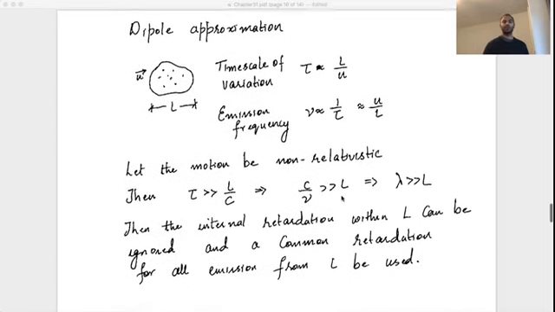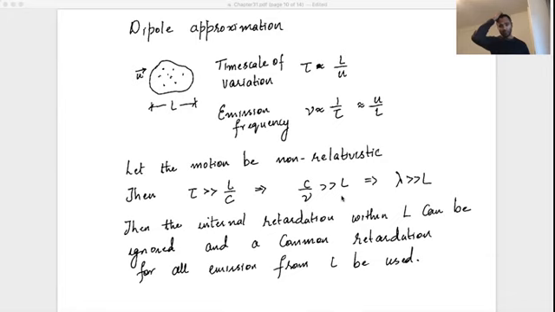Okay, so the next thing I want to talk about is an approximation which we'll be using a lot. It's called the dipole approximation. And the basic idea is this. Let's say that we have a system of charges. It can be many charges. It can be a single charge. It doesn't matter. And we say that all these charges are moving, but they're moving within some volume, which has a linear size of L. Okay, so that's what's happening.